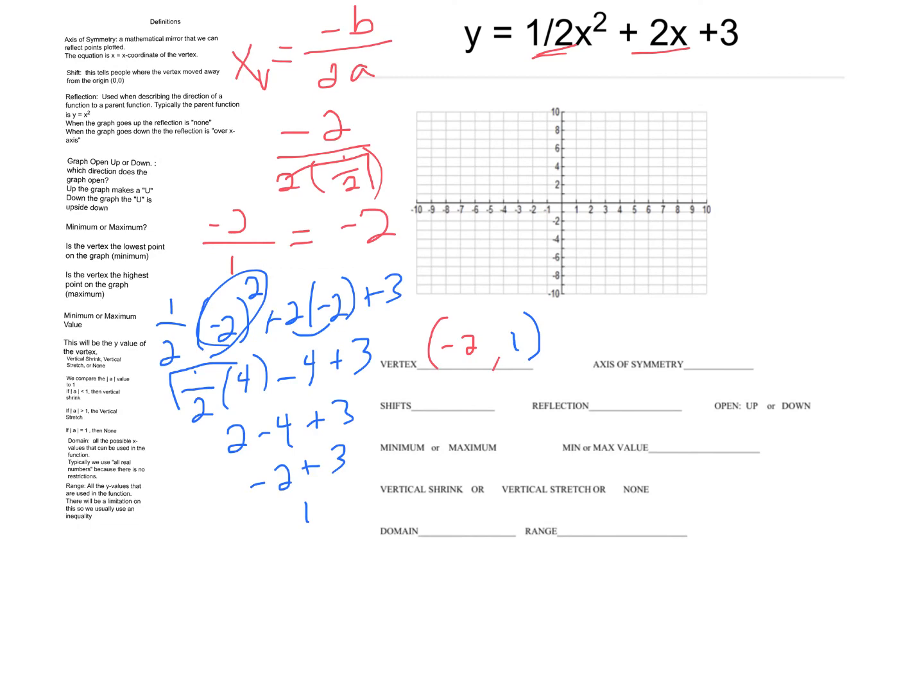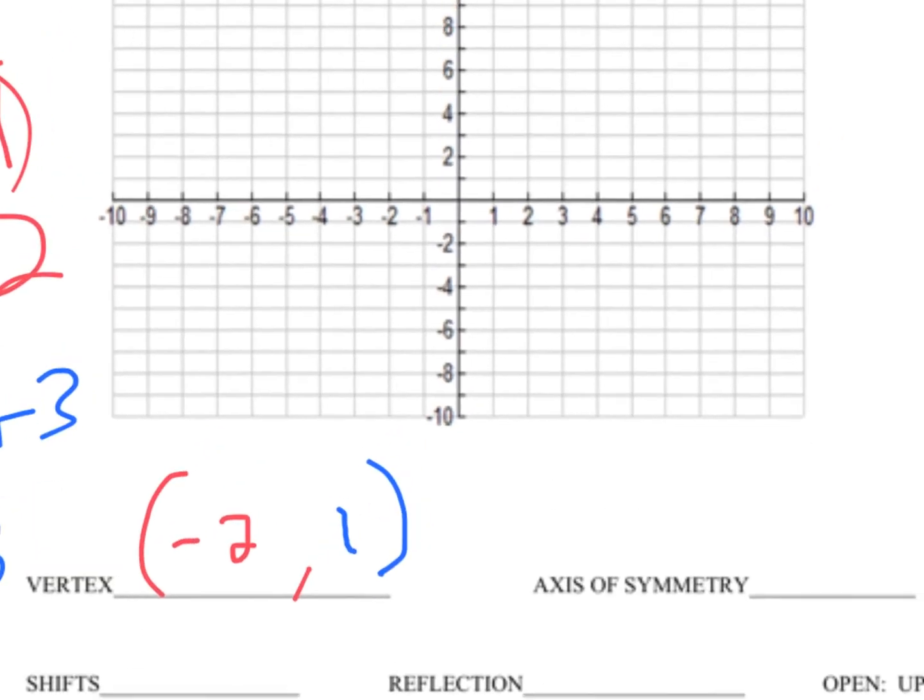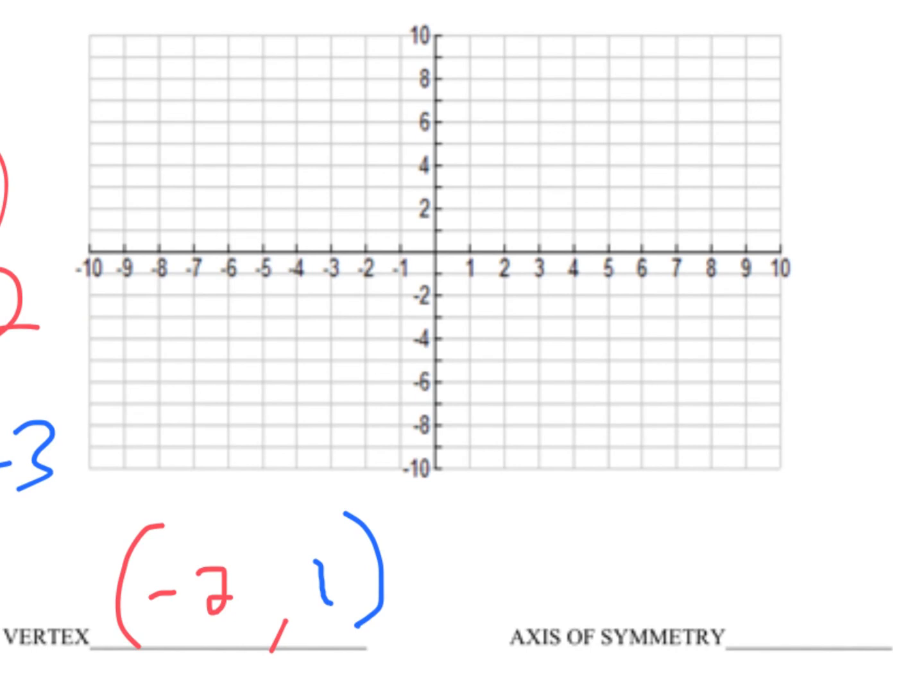Okay, so let's plot our graph. So here we go. Let's plot the coordinate negative 2, 1. So back 2, up 1. Our axis of symmetry, like so.